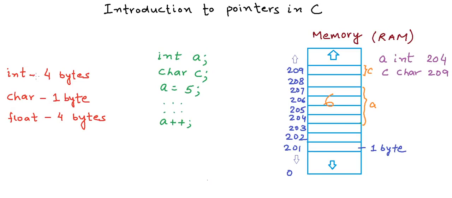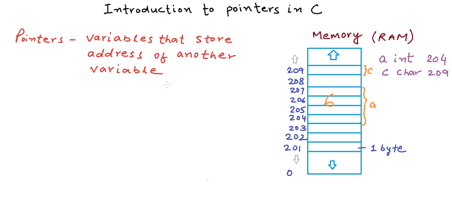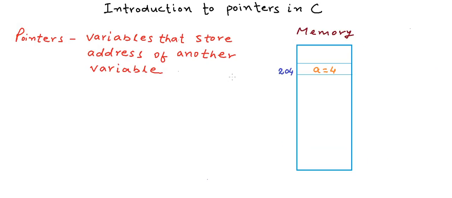Now all of this is really cool, but can we know the address of a variable in our program, or can we operate upon these memory addresses in our program? Well, yes, you can do so in a C or C++ program using the concept of pointers. Pointers are variables that store the address of another variable. To make you understand this a little better, I'll redraw a couple of these things. Let us say we have a block of 4 bytes at address 204 that stores an integer variable a.